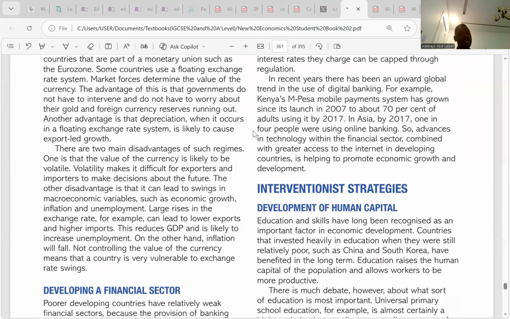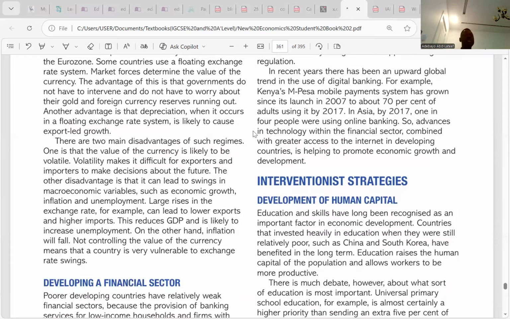But what are the problems of using a floating exchange rate system? There are two main disadvantages of such regimes. One is that the value of the currency is likely to be volatile. Volatility makes it difficult for exporters and importers to make decisions about the future.